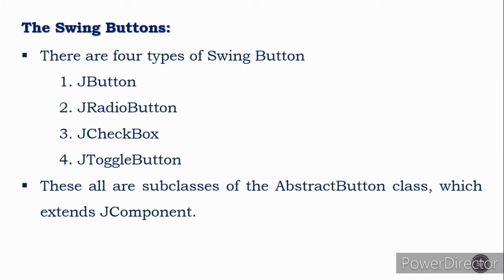Next we will see Swing buttons. Okay, in Swing there are 4 types of Swing buttons. The first one is JButton, JRadioButton, JCheckBox, JToggleButton. These are all subclasses of the AbstractButton class, which extends the JComponent class.